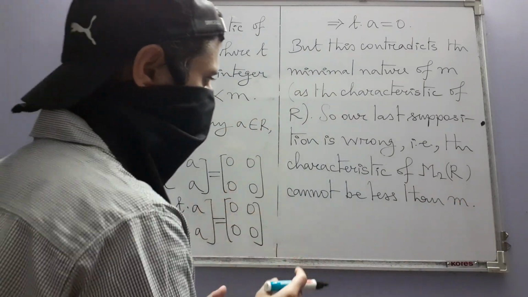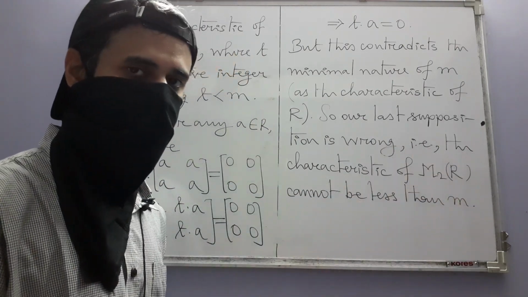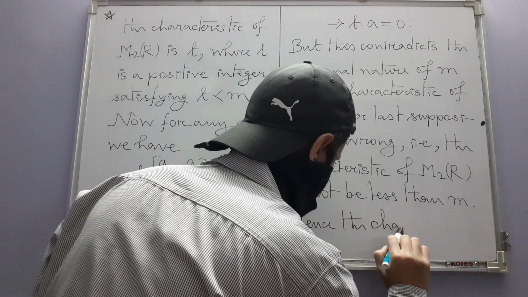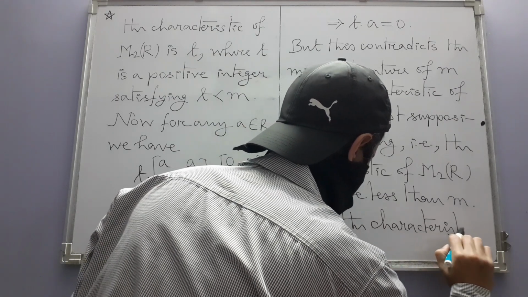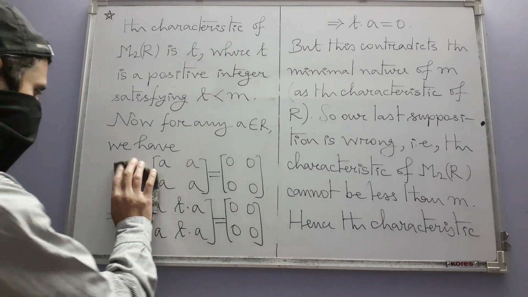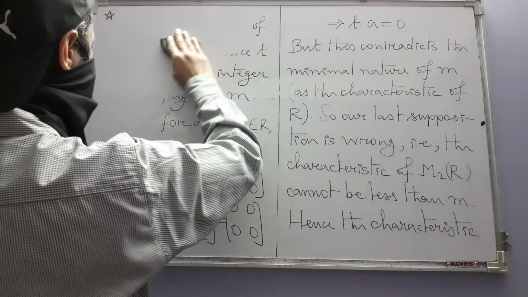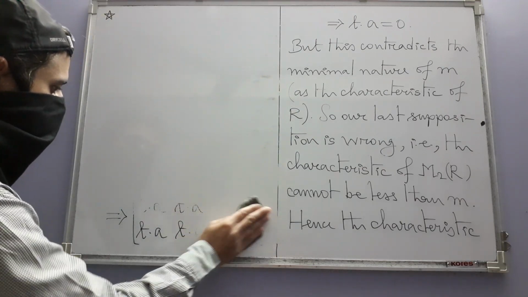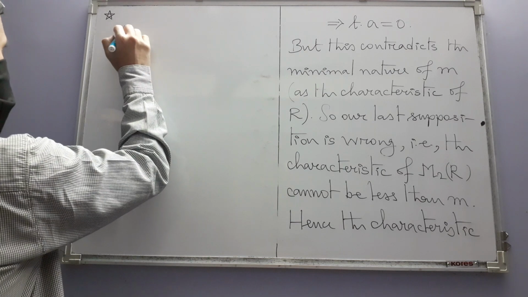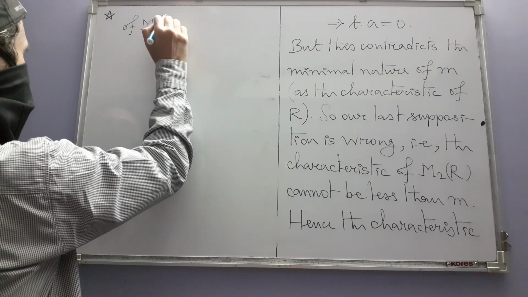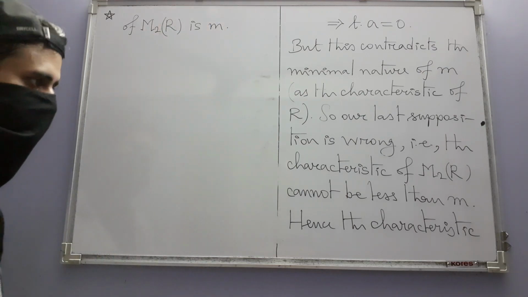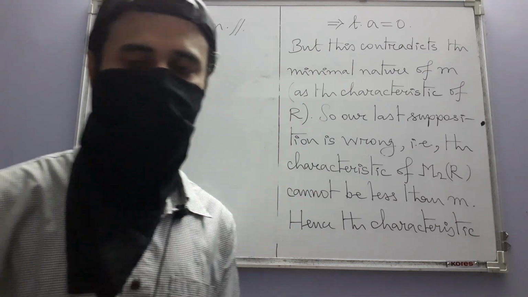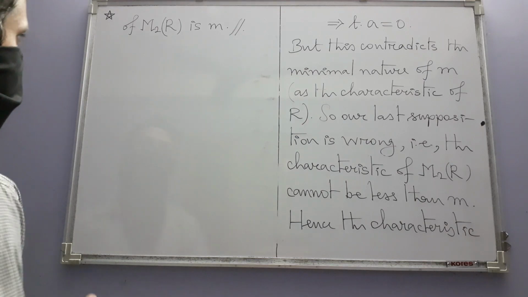But we already have seen that M times anything from this string is equal to the 0 element. Hence, the characteristic of M2 of R is equal to M. And that's it. So we have managed to show that these two rings R and M2 of R have precisely the same characteristic. Next.